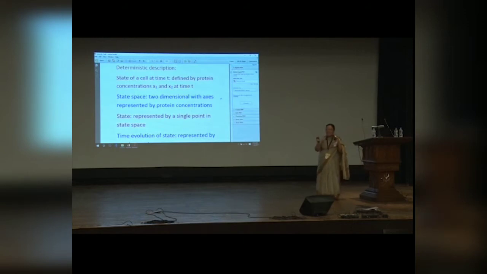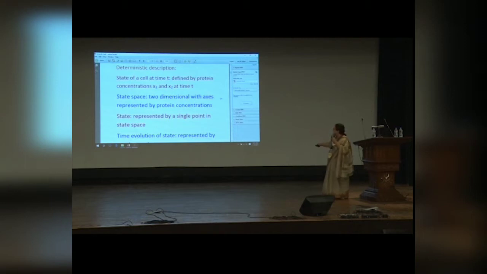See, the proteins are playing the main role. Define the state of a cell at time t. This is defined by protein concentrations X1 and X2 at time t. Remember, in the motif we had 2 genes synthesizing 2 proteins, with concentrations X1 and X2. So you can define a state space which is 2-dimensional, with axes represented by protein concentrations.